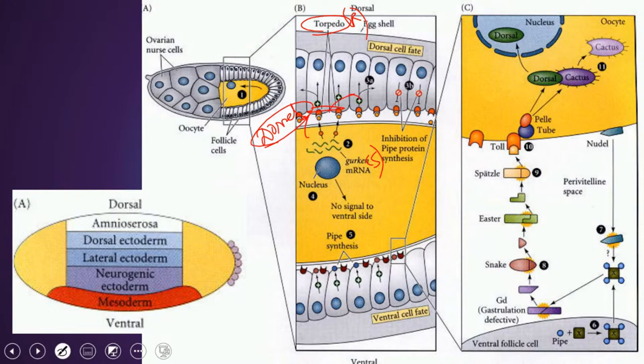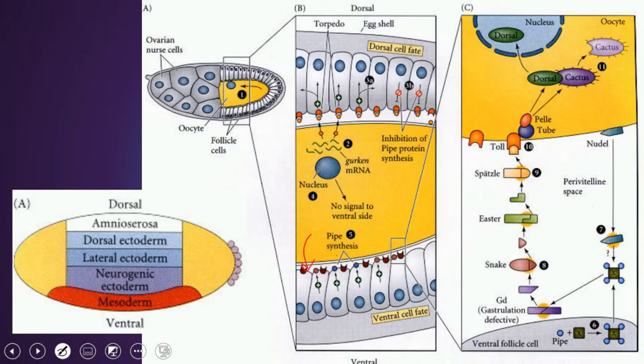When it receives the signal, it will give a signaling effect. The effect is pipe protein will not be synthesized. So pipe protein, if it is not synthesized, then it ends up giving a dorsal fate. I'll tell you why. Just remember that, okay? So at dorsal side, there is no pipe protein synthesis because of Gurken signaling. If Gurken or torpedo is not there, then dorsal cannot form. It will go for ventral, isn't it?